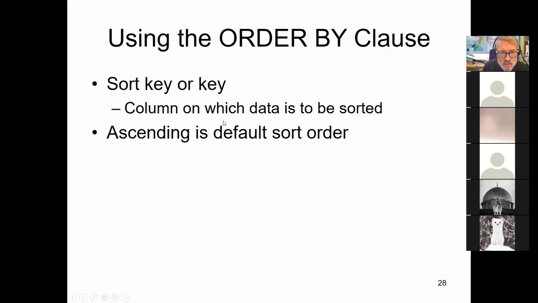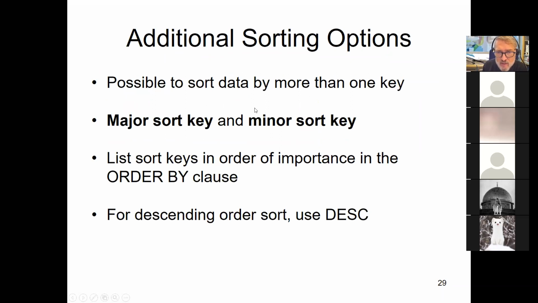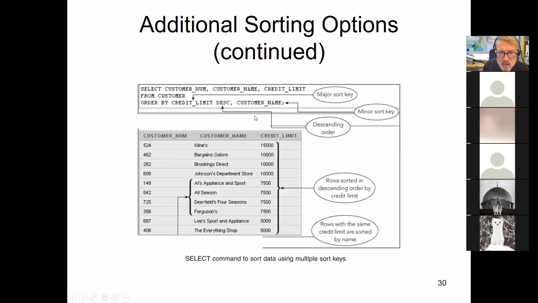Order by is for sorting. Sorting, the default is from small to big. We talk about major and minor, and that is shown in this example. In this example, we have sorted. The major sort is done by credit limit. So that's the first thing that's sorted, right? And the minor sort is done by customer name. And if you look at this, the credit limit has been sorted in descending order. We had to say descending order. The customer name has not, it doesn't have a descending or an ascending beside it, so the default is ascending.